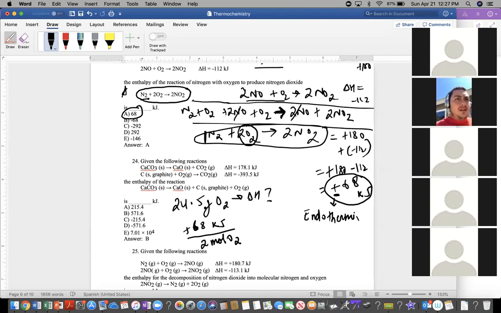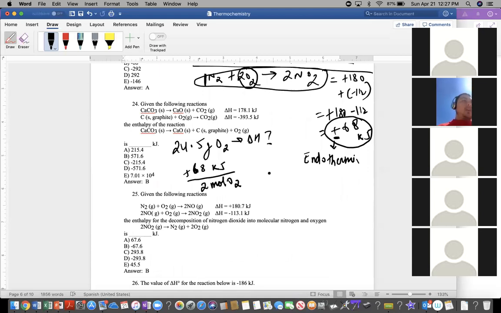And you are given that we have 24.5 grams of oxygen. Just to remind you guys, this question is already done, we got the answer. But what I'm telling you is you can have these extra questions on the test. So we got that for 2 moles it's 68 kilojoules. So for 24.5 grams, how much is it going to be? Do you guys have any idea how to solve this question?